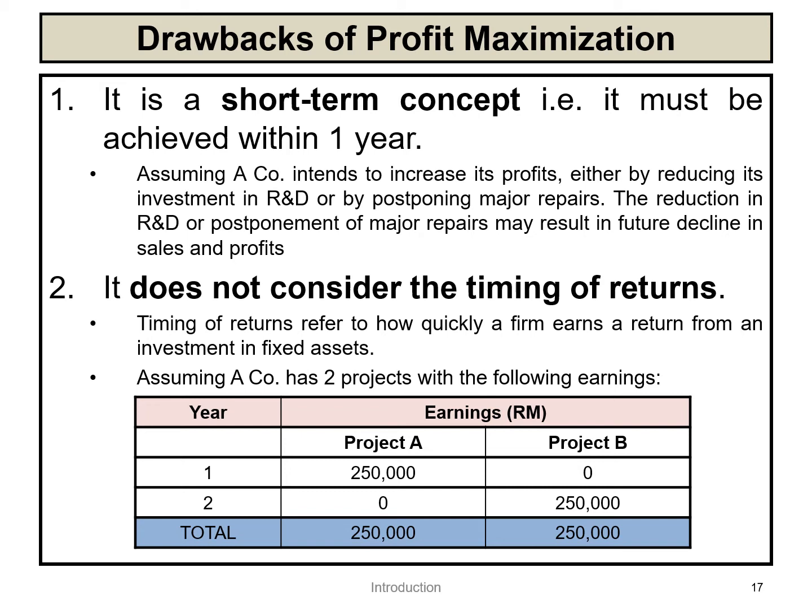And number two, it does not consider the timing of returns. The timing of returns may refer to how quickly a firm earns a return from an investment in fixed assets. For example, assuming a company has two projects with the following earnings. There are two projects, project A and B, both generate the same earnings, that is 250,000, but project A earns all the earnings in the first year, whereas project B generates the earnings in the second year.